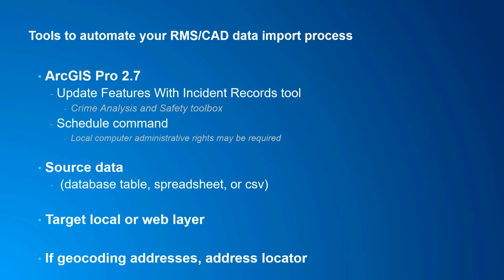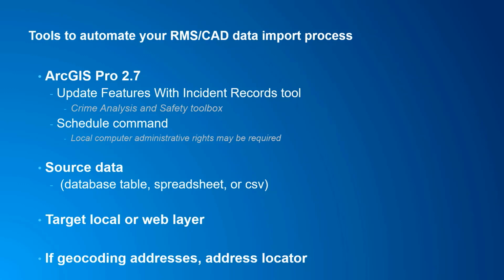Those tools are going to include ArcGIS Pro 2.7, and in particular, the Update Features with Incident Records tool. You'll find that is part of the crime analysis solution and in the crime analysis and safety toolbox, as well as the new scheduling capabilities of ArcGIS Pro.